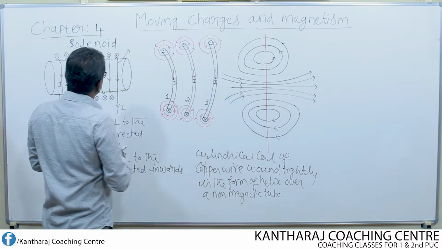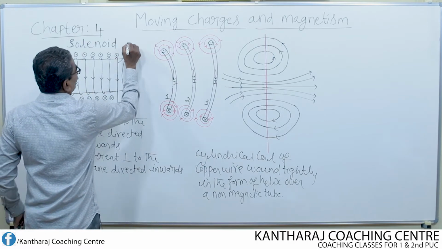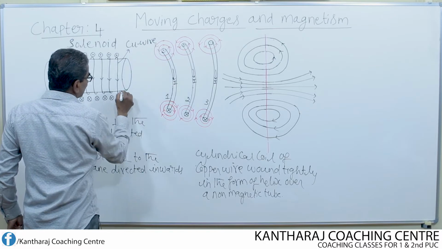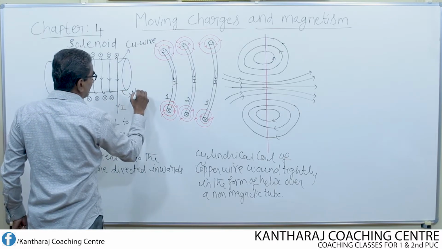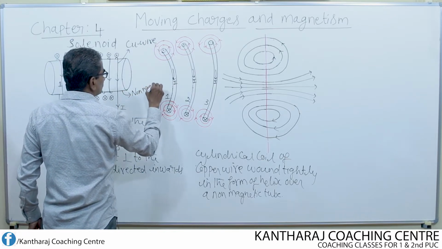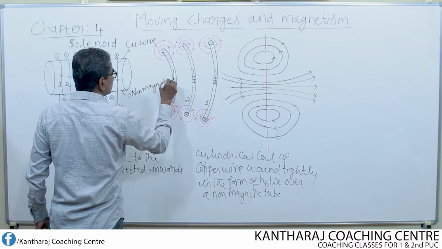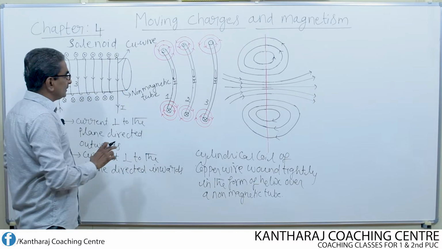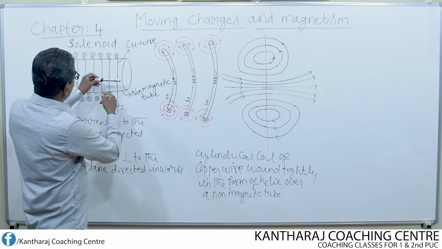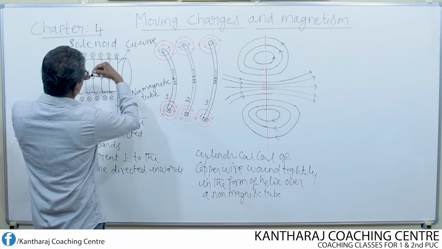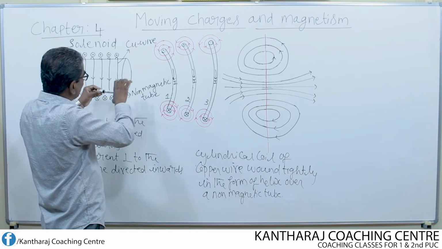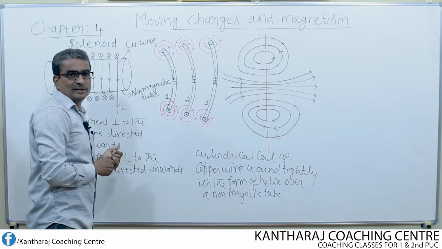So here we have copper wire and this is nothing but a non-magnetic tube. Okay. So imagine one non-magnetic tube like this, wind the wire tightly over it. Then this cylindrical shaped coil itself is known as solenoid.